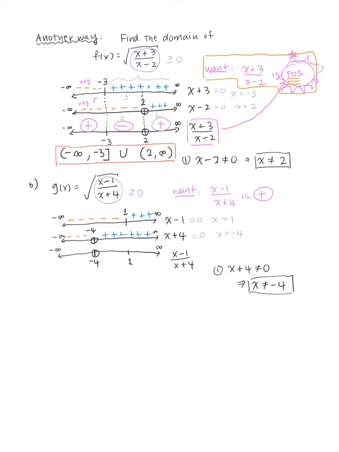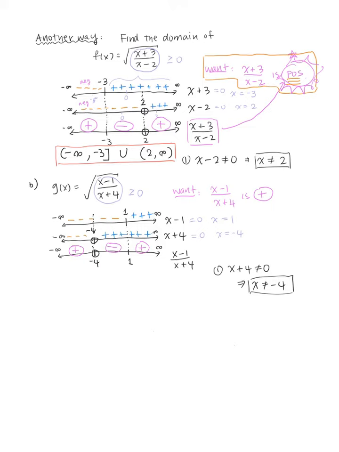All right, now let's analyze together. On the left of negative 4, we have a negative over a negative. So that's going to give us positive. In the middle, which means negative 4 to 1, we have a negative over a positive. So here you're going to have a negative. And then the last one, we have a positive over a positive. So we're going to have a positive. So we're done. So translate.